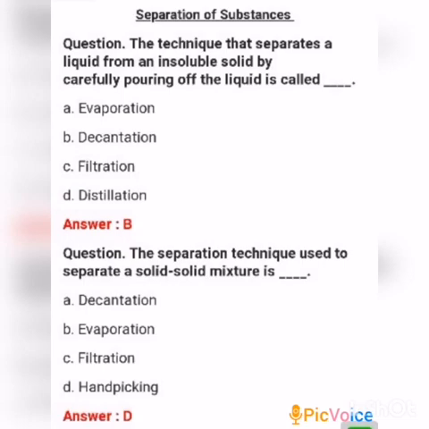Then second one, the separation technique used to separate a solid mixture is dash. Options: decantation, evaporation, filtration, hand picking. The answer is hand picking. Answer D.